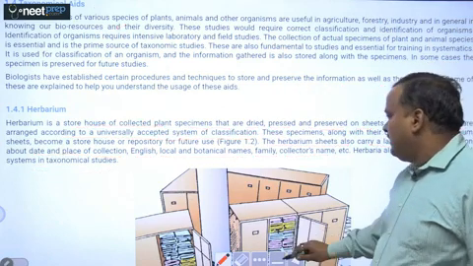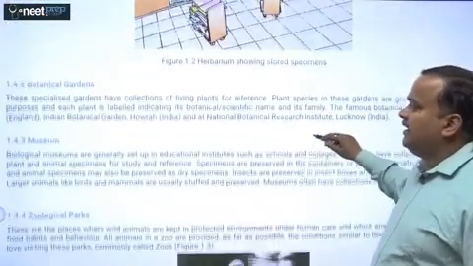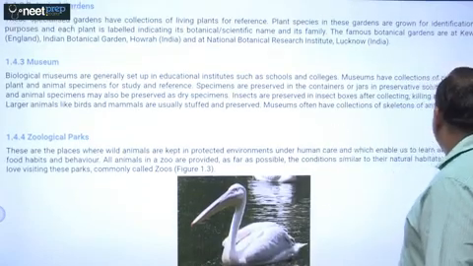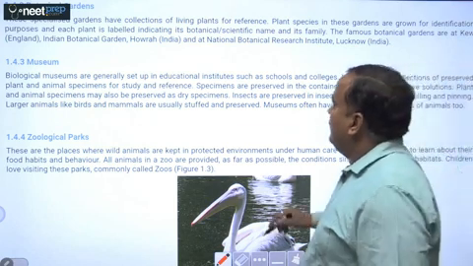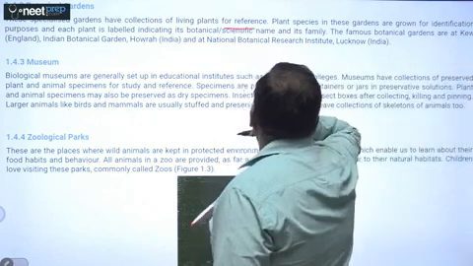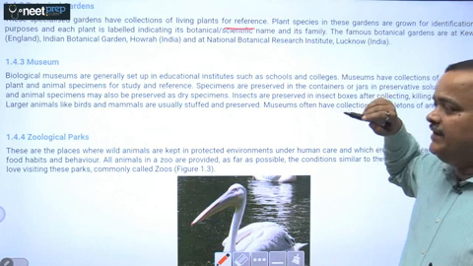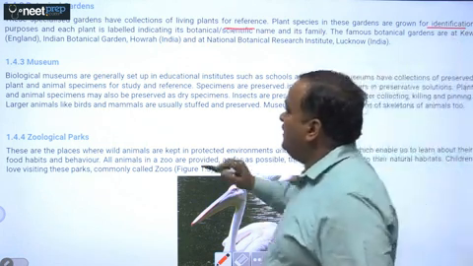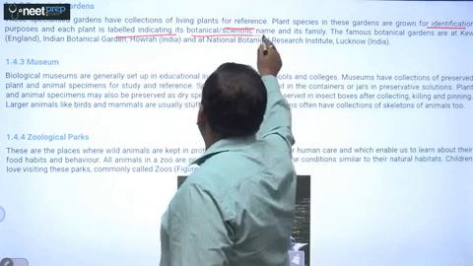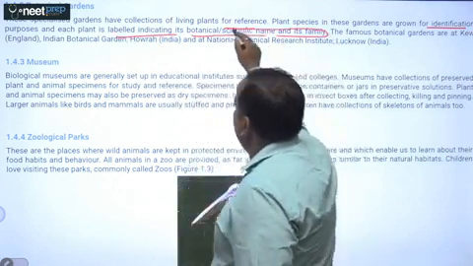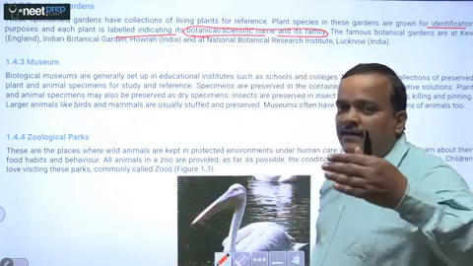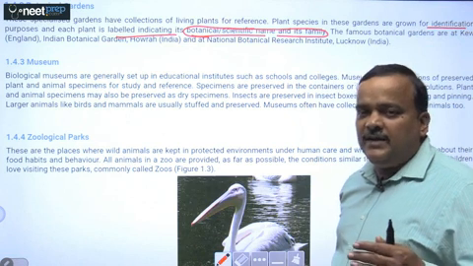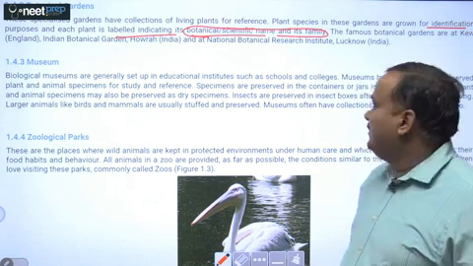Now the next taxonomical aid is the botanical garden. So what is a botanical garden? A botanical garden is a place where plants are grown under human care for reference and identification purposes. Here plants are properly labeled, indicating their botanical and scientific name and family. The name of the plant and its family name is written on a board in front of that particular plant, and with the help of that name you will be able to identify it.